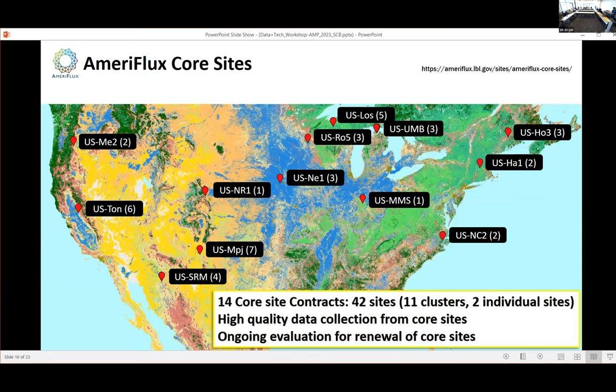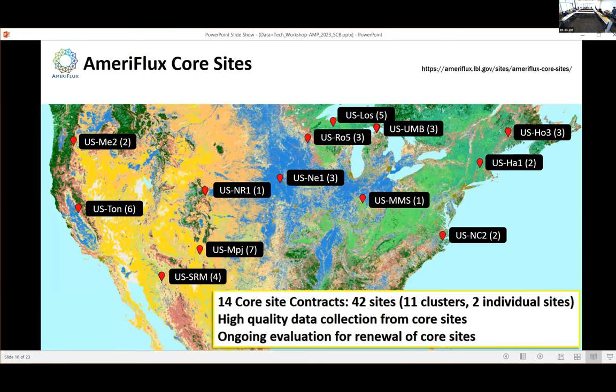For those who are new, the names of the sites, clusters might not be familiar, but we all talk about tickers, right? It's not like we're working in the stock market, but that's very similar. So there's 14 core site contracts that represent 42 sites. Some clusters have one site, some have 6 sites, 7 sites, 2 sites. So it depends on the teams, right?